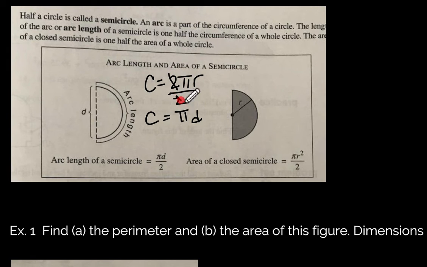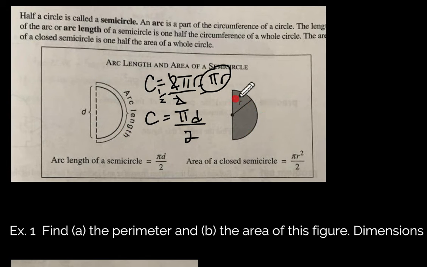So the circumference of a half circle is going to equal pi times the radius, or we could take the diameter times pi and divide it by 2. I prefer this way to find the semicircle. You just take pi times the radius and then you don't have to divide it by 2. Okay, that's the circumference, that's the arc length.